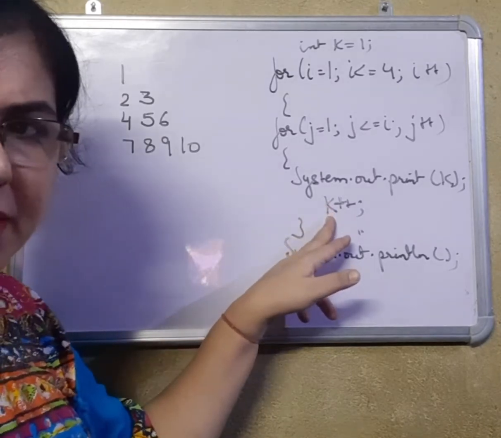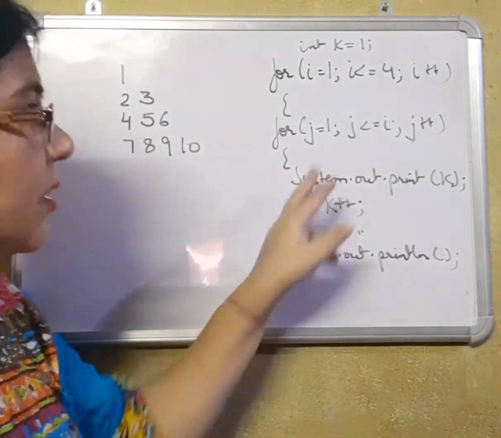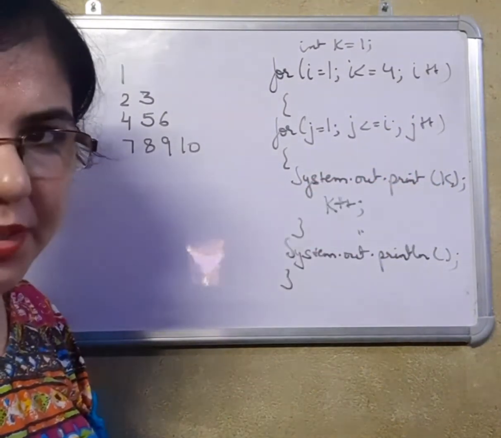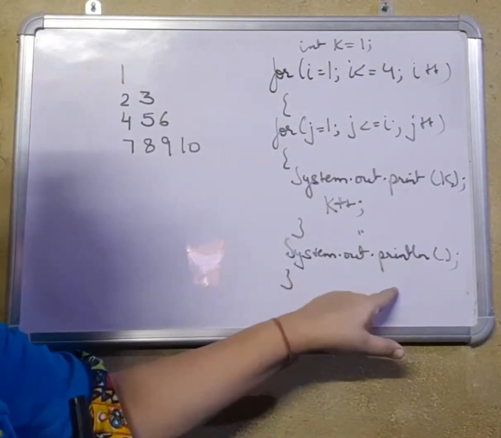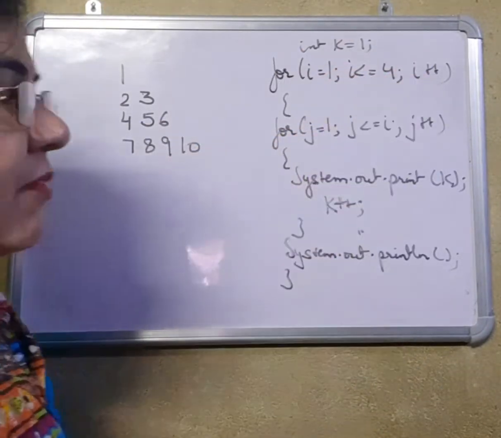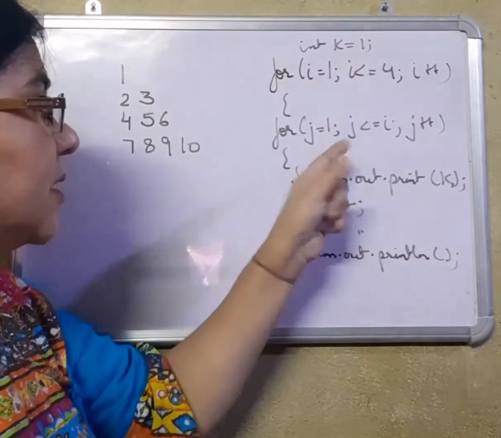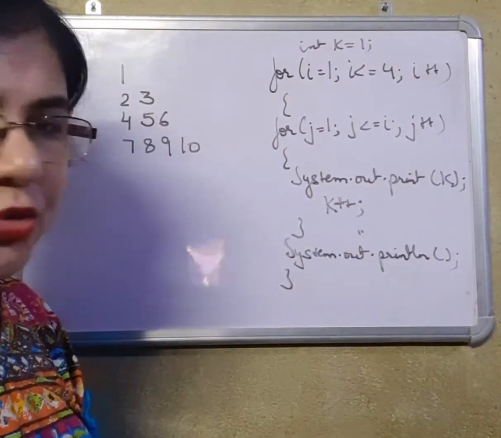Then k will increment by nature. As the command is given, k will become 4. J plus plus becomes 3. 3 less than equal to 2 is a false condition, but k remains at 4. Then it will go to the next line. Then I plus plus, I will become 3. 3 is less than equal to 4. Right? J will restart with 1. 1 less than equal to 3.